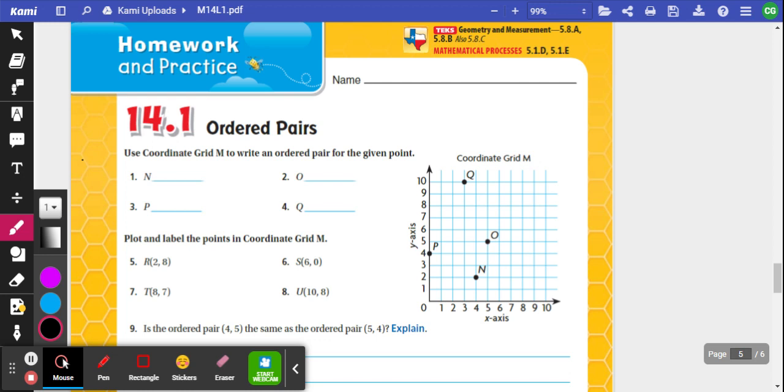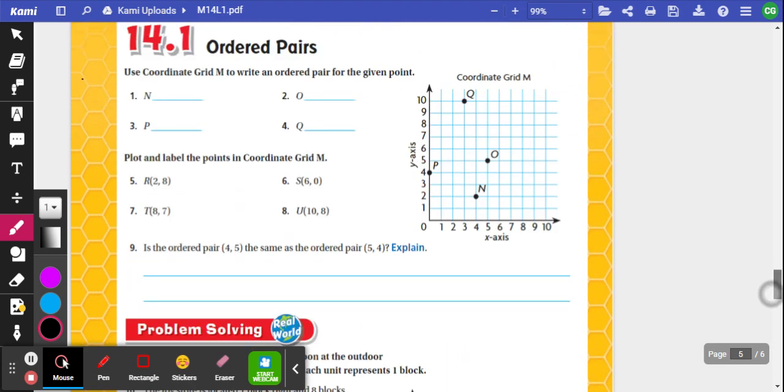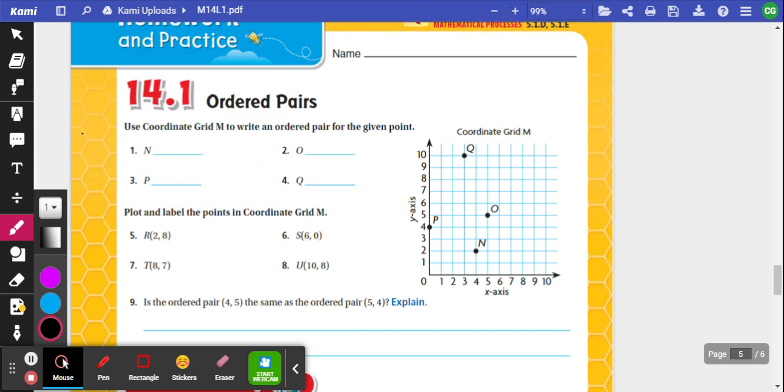Hey everyone. Okay, so for tonight's homework, you're on page... what was it? Here we go. 515 and 516. Let's go ahead and get started.